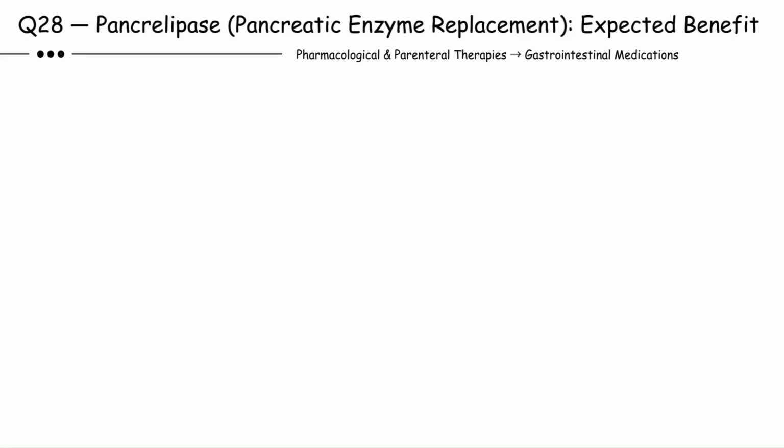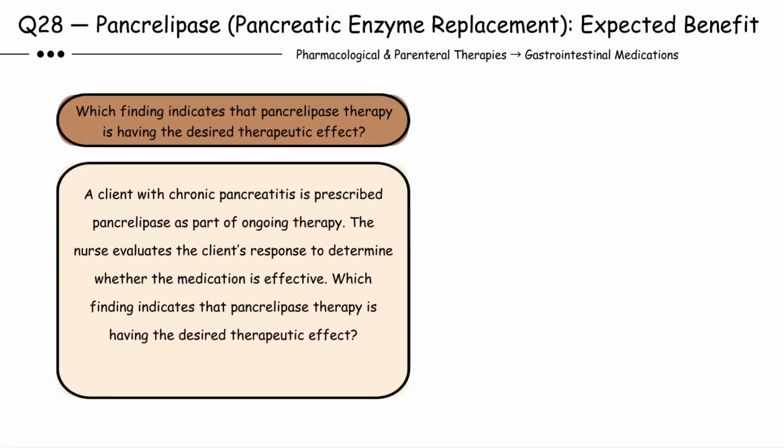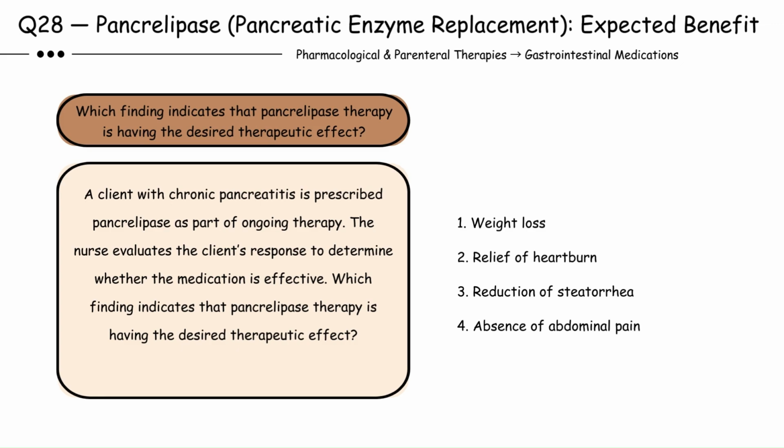Question 28. Pancrealipase, pancreatic enzyme replacement. Expected benefit. A client with chronic pancreatitis has been prescribed pancrealipase as part of long-term therapy. Your goal as the nurse is to evaluate whether the medication is actually working. Let's look at the options: weight loss, relief of heartburn, reduction of steatorrhea, absence of abdominal pain. Take a moment to think through which one best reflects medication effectiveness. The correct answer is option 3, reduction of steatorrhea.